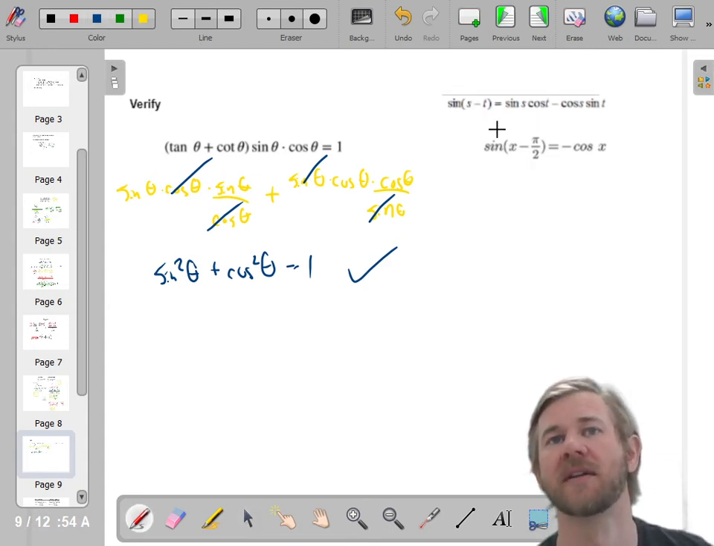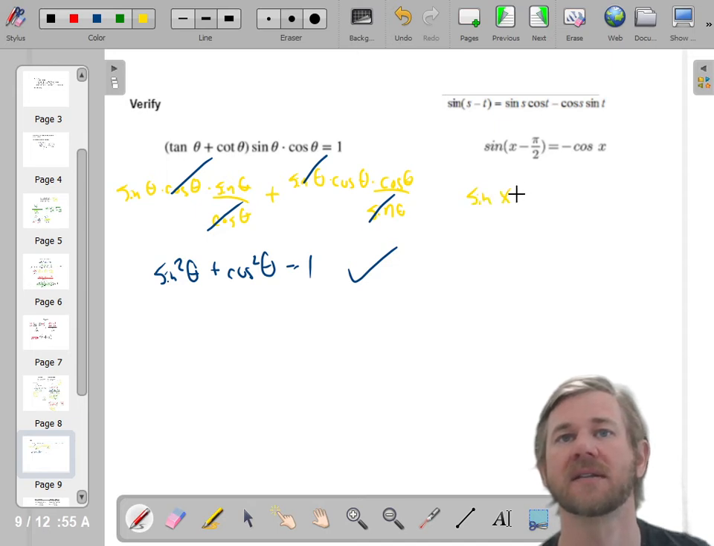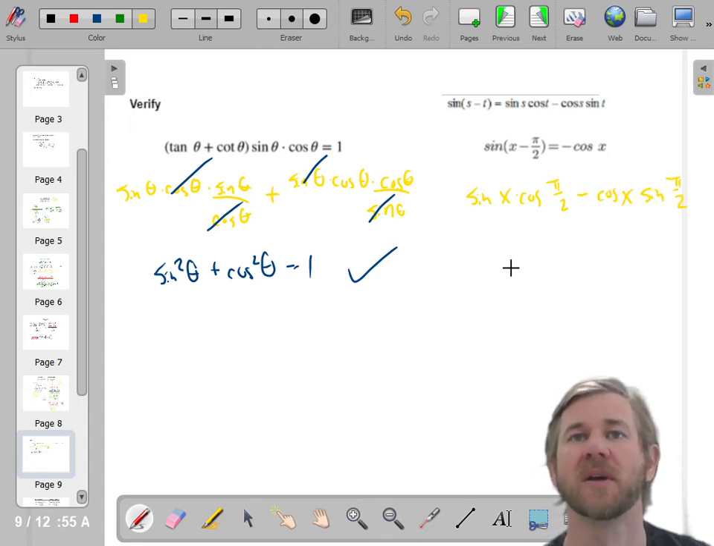So we're going to do the sine of the first angle times the cosine of the second angle. So the sine of x times the cosine of pi over 2. And it's minus. We put minus the cosine of x times the sine of pi over 2. And just plug it in. S is x and t is pi over 2.